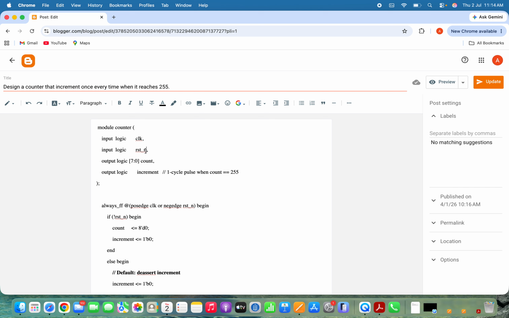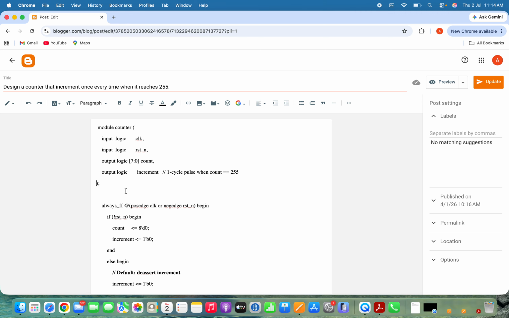Next, we have two outputs. The first output is count, which is an 8-bit register that stores the current count value. The second output is increment. This is a 1 clock cycle pulse that becomes high only when the counter reaches 255.